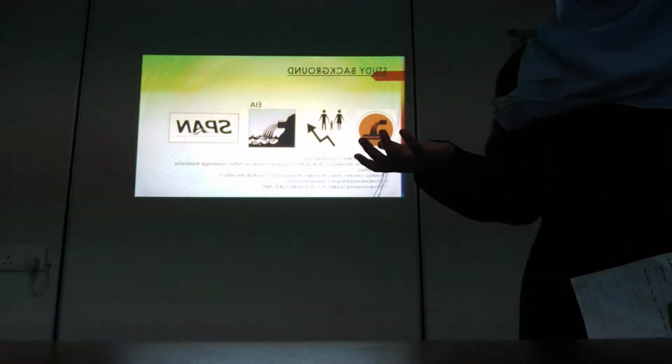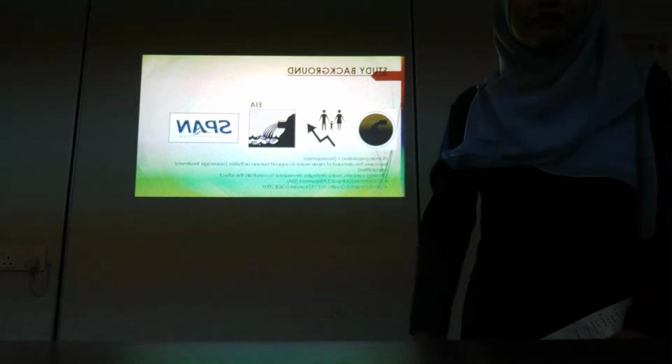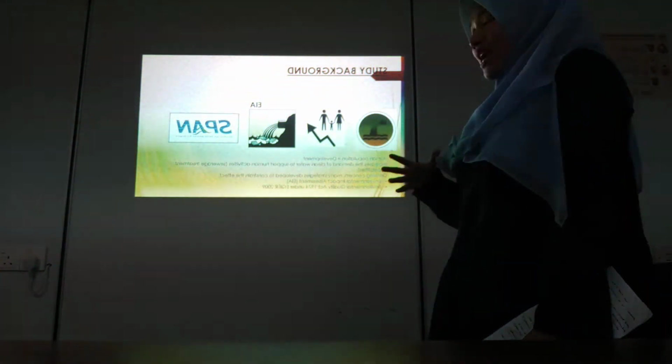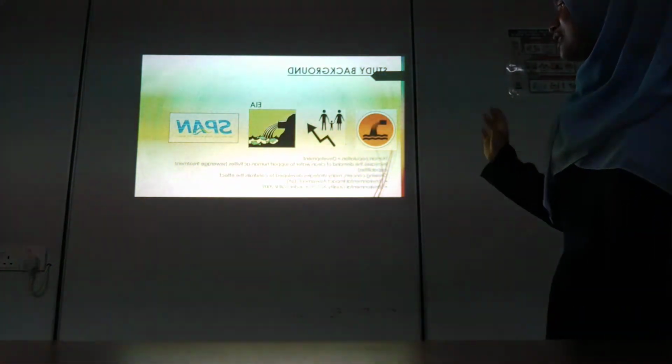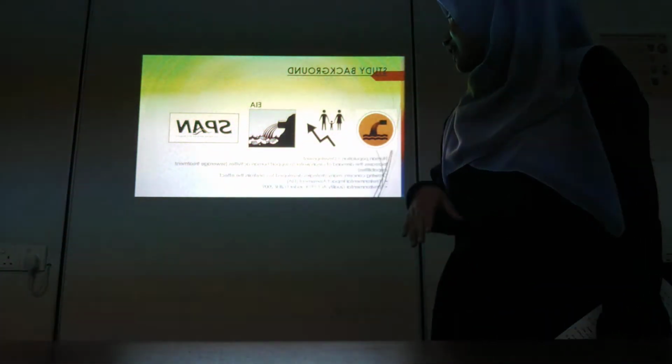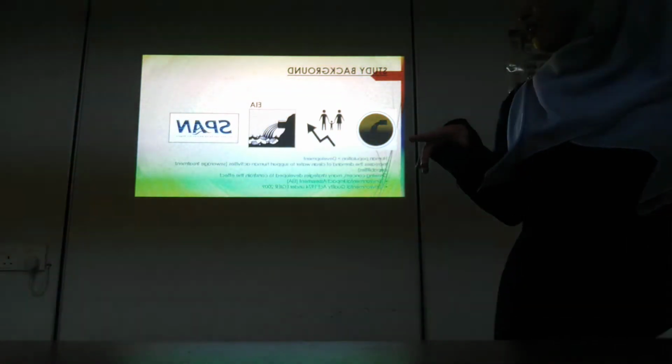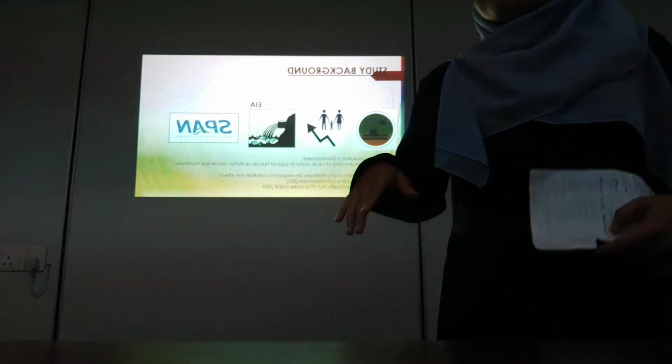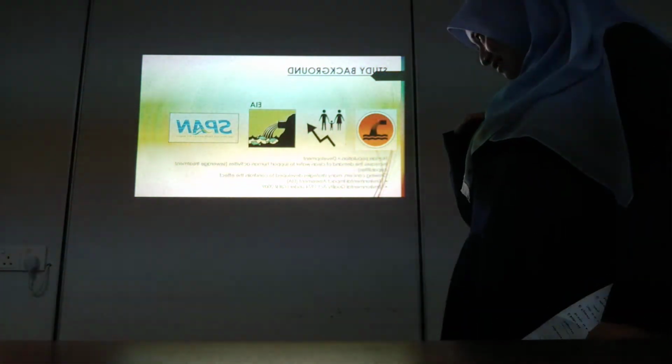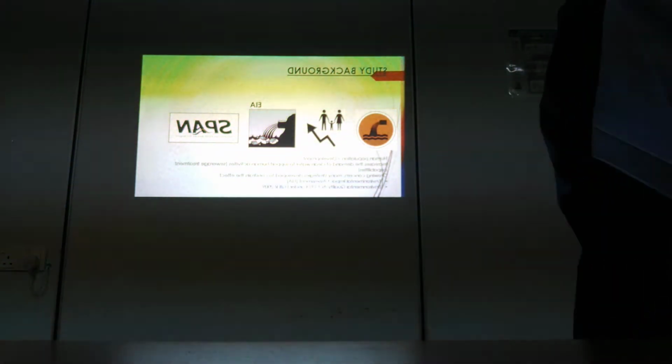There are many strategies developed to constrain the effect, which is under the EIA, and also the EQA Act 1974, which includes the Environmental Quality (Industrial Effluent) Regulations 2009.